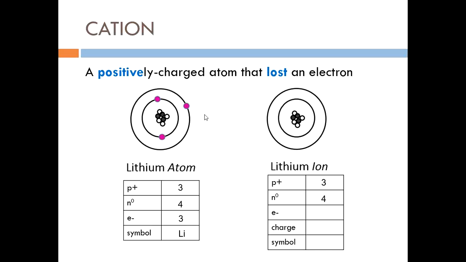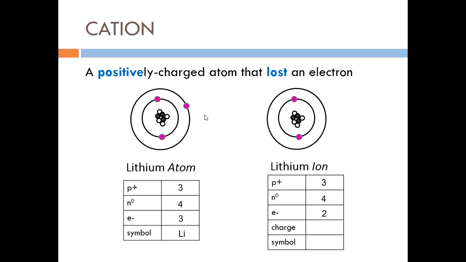If it loses 1 electron, and it originally had 3, how many does it have now? It has 2. So go ahead and also draw 2 electrons around your atom there. Once it loses that electron, we now call it an ion, a lithium ion.